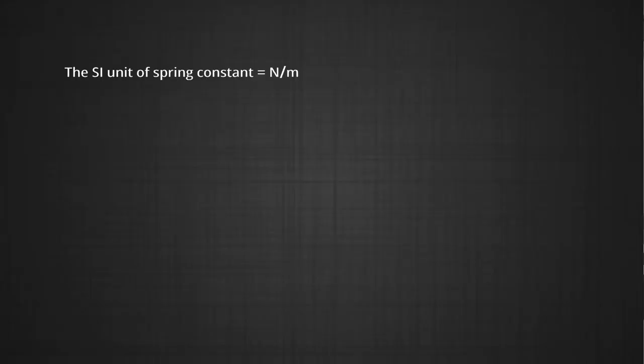Why is the SI unit for spring constant Newton per meter? As we've described, the force constant or the spring constant of a system which has the restoring force building up in it is defined by the force per unit compression or elongation. Therefore, Newton per meter becomes its SI unit.